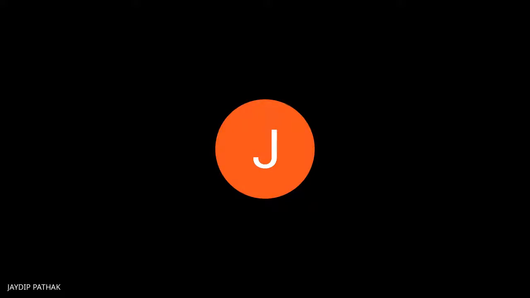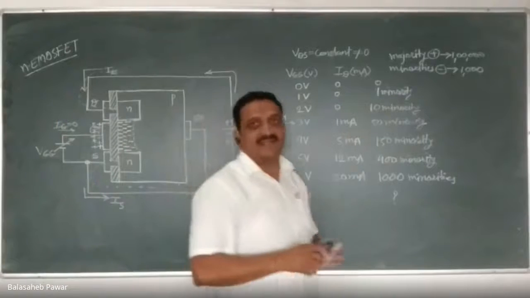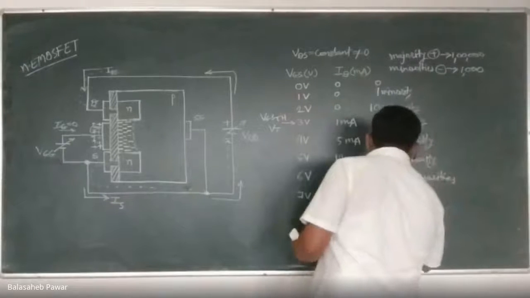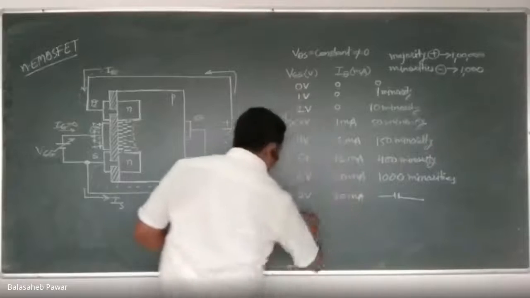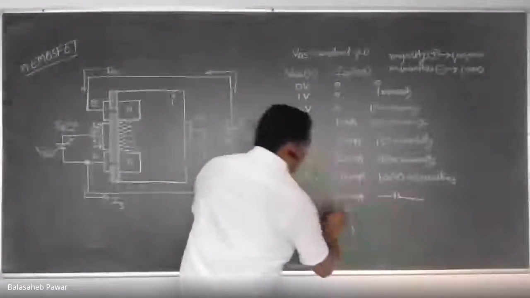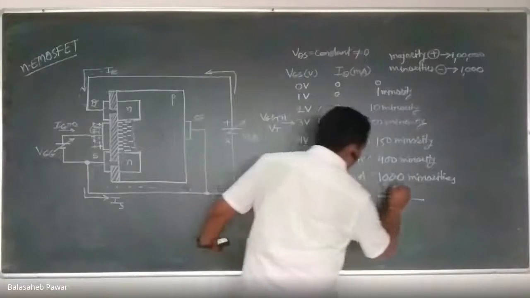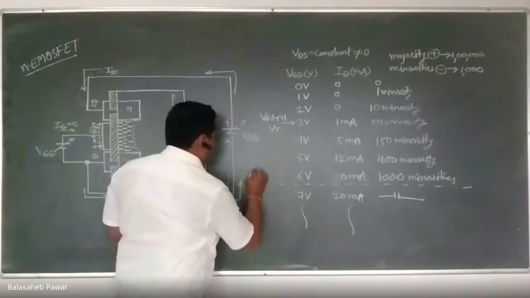Yes, very nice. Why? Because we are considering that the total available minorities are only 1000 right now. So if the minorities remain at 1000, how much will be the maximum current through that channel? Yes, it will remain 20 milliamp. Very nice. Even if I still increase it to 7, 8, 9, 10, that current will remain constant. So see, we get the maximum current when VGS was 6 volts, and this is known as VGS max.